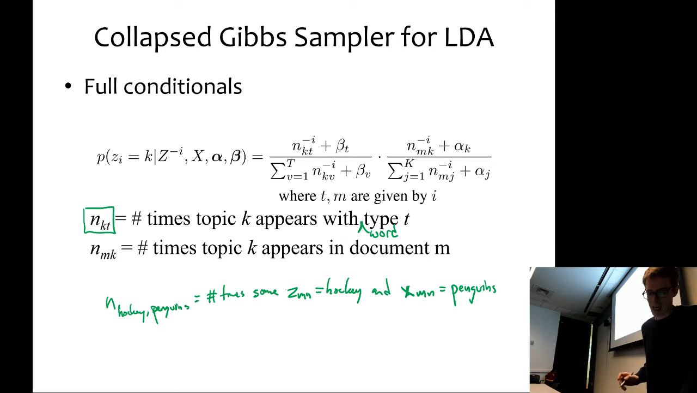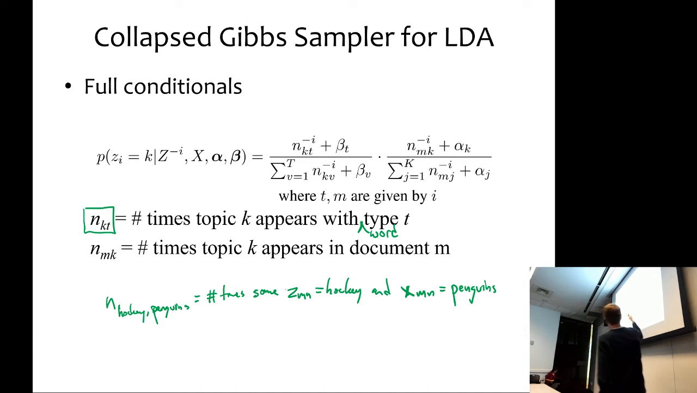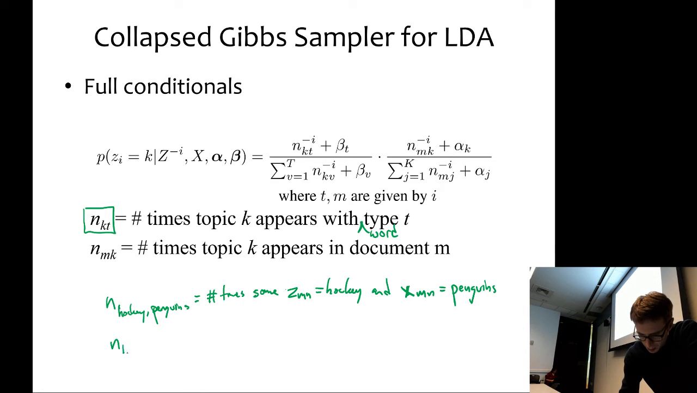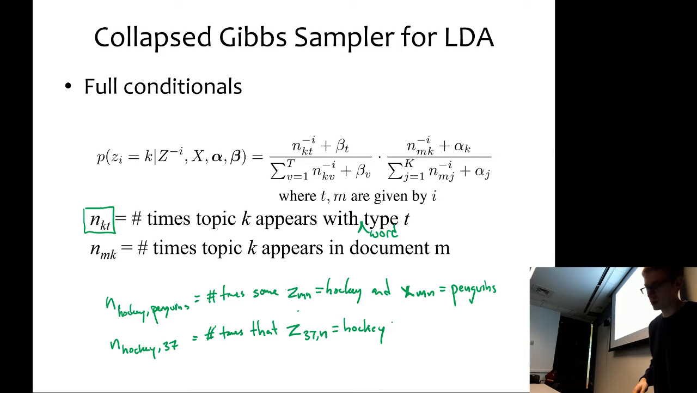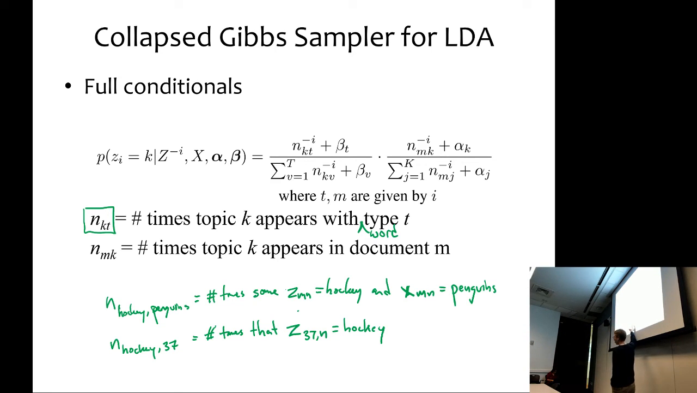Okay, so what about N_mk? This is just the number of times that topic k appears in document m. So here this might be N sub 37, comma, hockey, and this would just be the number of times that Z sub 37, comma, n equals hockey. So the number of times that some word in the 37th document is assigned to hockey. In practice, of course, we don't have labels like hockey. Topics are just integers. There's some topic 7, and maybe it will eventually look like a hockey topic, a distribution over hockey words, but we don't have that up front.